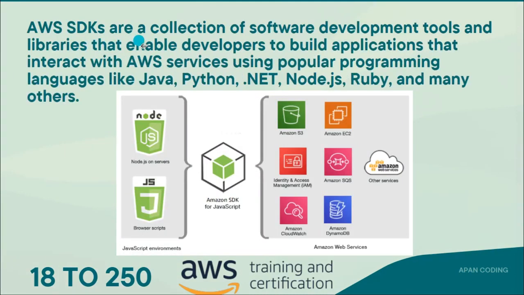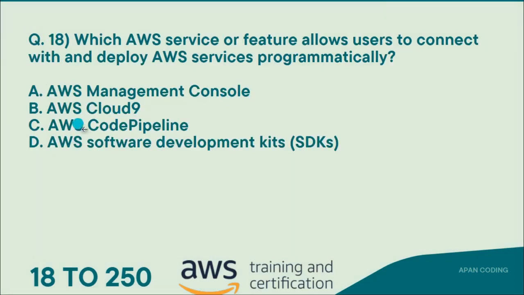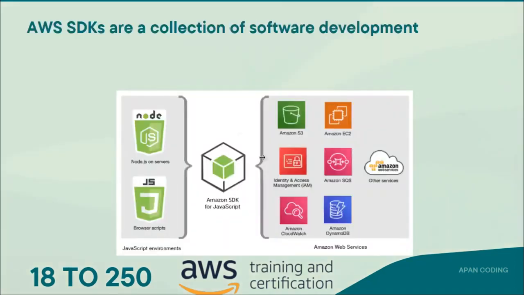AWS SDKs are a collection of software development tools and libraries that enable developers to build applications that interact with AWS services using popular programming languages like Java, Python, .NET, Node.js, Ruby and many other languages. So the answer will be AWS Software Development Kit, right? Now move on to the next question, number 19.